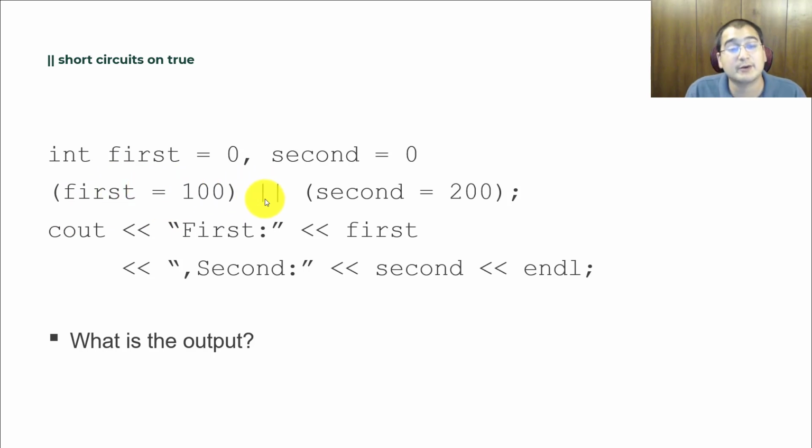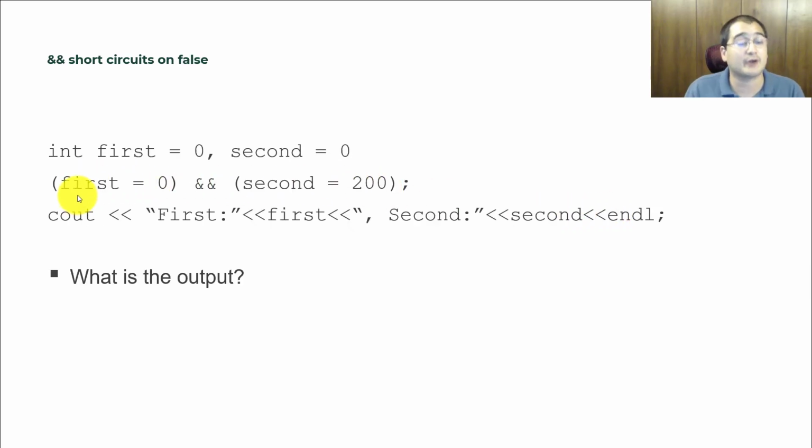With true values with or, you don't even have to look at the right-hand side because it already knows the result of this whole thing will be true. And so the output for first will be 100. The output for second will be 0 because this expression will not run.